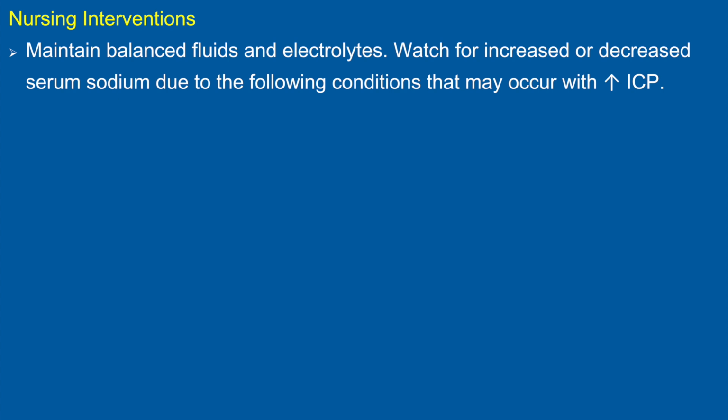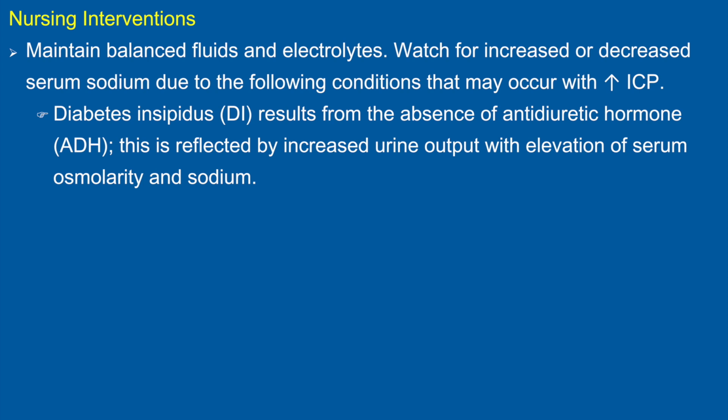Maintain balanced fluids and electrolytes. Watch for increased or decreased serum sodium due to the following conditions that may occur with increased ICP. Diabetes insipidus results from the absence of antidiuretic hormone, ADH. This is reflected by increased urine output with elevation of serum osmolarity and sodium.